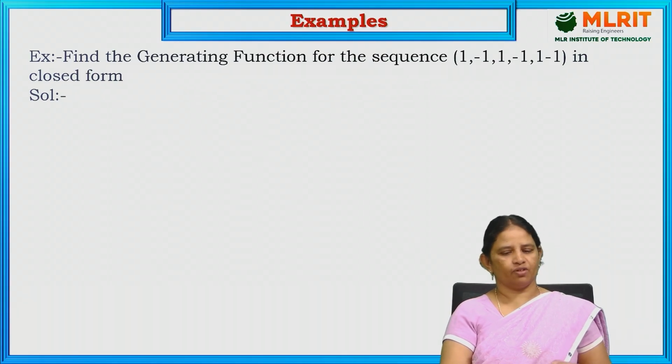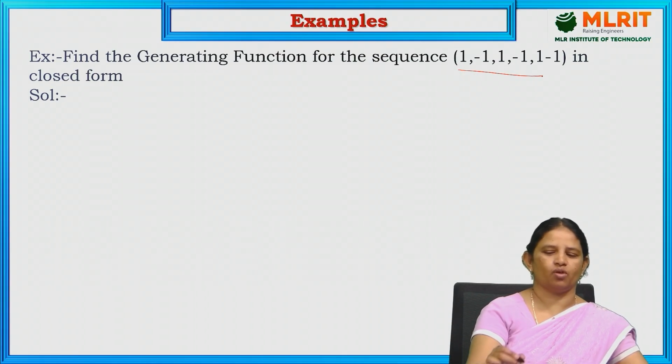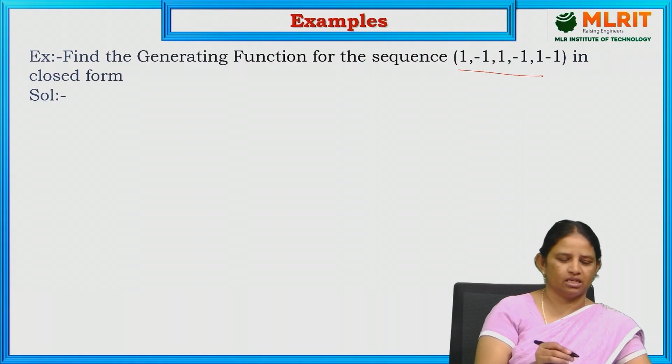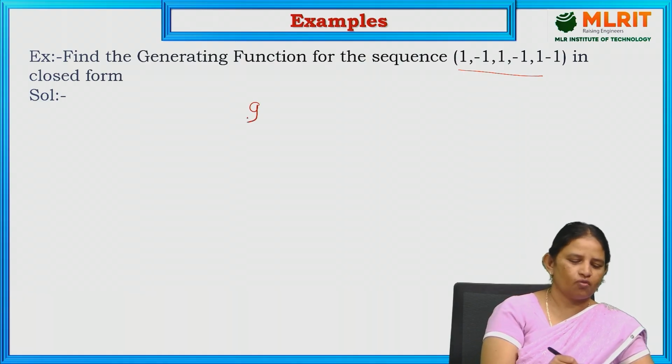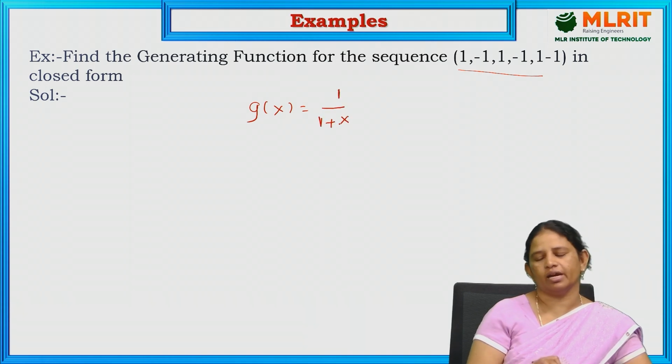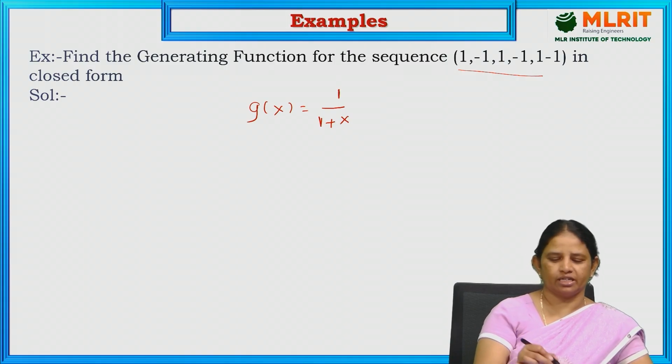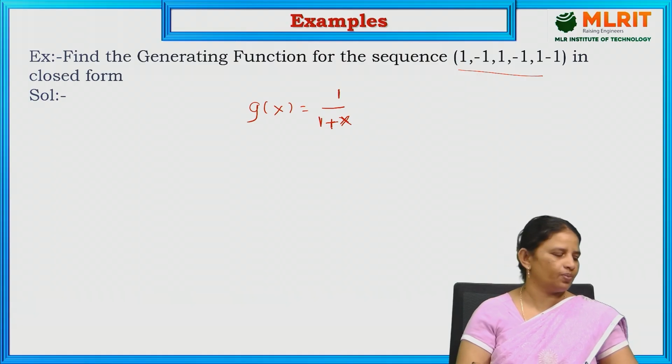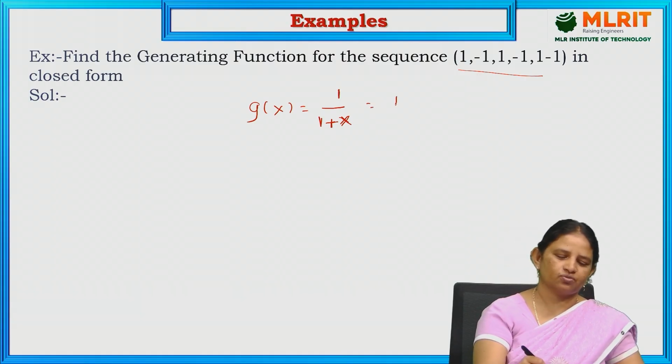Find the generating function for the sequence 1, 1, 1. So, just in the place of g of x, we can write it as plus 1 by 1 plus x. Okay. So you have to do the alternate terms, same terms, but with the opposite sign. We have to take g of x equal to 1 by 1 plus x. That is also written as (1 plus x) to the power of minus 1.